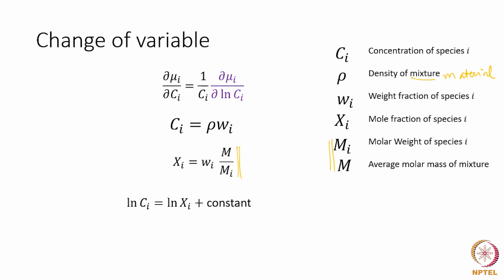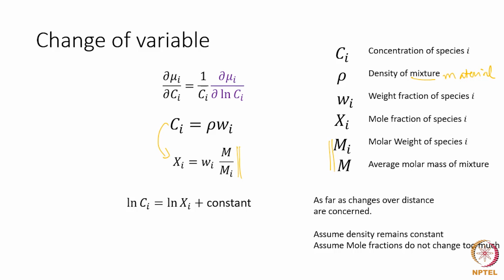So which basically gives us a hint that you could actually relate Ci with xi, and the rest of the quantities are going to be dropped off because they are all constants. Over the distance that we are going to differentiate with respect to, over distances that are very small, we don't have a reason to believe that the average molar mass would actually change much. Okay, and also we believe that the density is remaining constant.